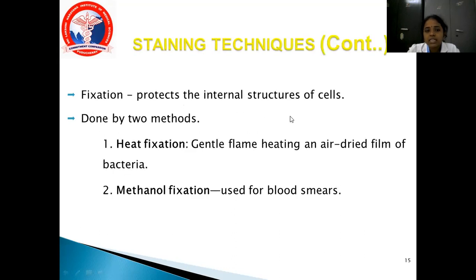In the staining technique, the first step is fixation, which protects the internal structures of the cells. It is done by two methods. One is heat fixation, which is gentle flame heating and air drying of the bacterial film. The other is methanol fixation, which is used for blood smears.